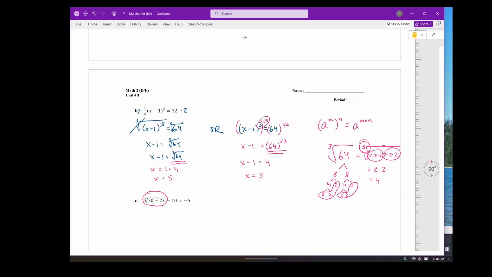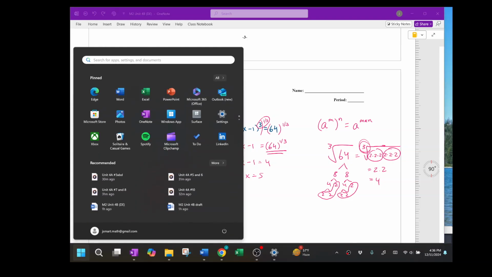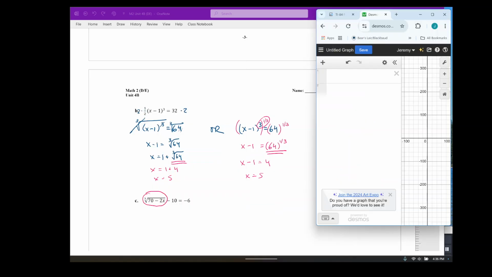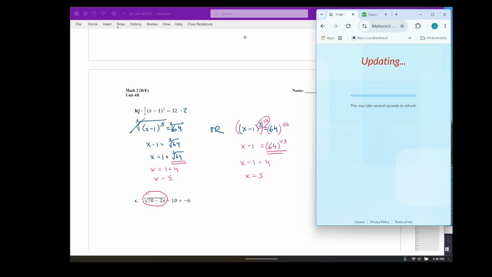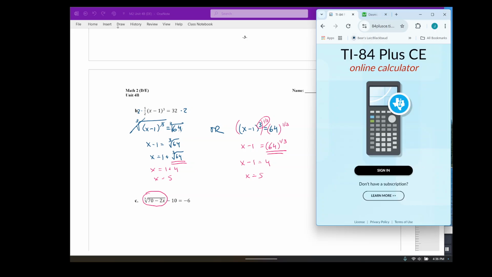Okay? And on the calculator, let me find that for you here. On the calculator, hold on. Oh, is this going to work, or am I going to have to log in? Oh my gosh. What is it updating? Oh gosh. Okay, give me a second.